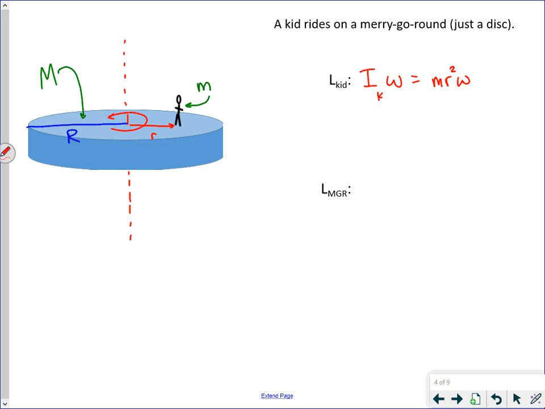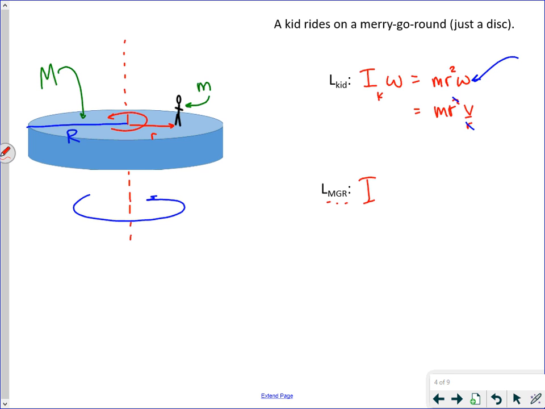And remember, this omega we can write as v over r. So we could write this as mr squared v over r, and that gets you to that mrv or mvr. So either way you want to do that, they're equivalent. Okay? If we're talking about the fact that this merry-go-round is rotating, we're probably going to end up talking about the angular velocity omega that this whole system has, and every part of that system has the same angular velocity. All right?